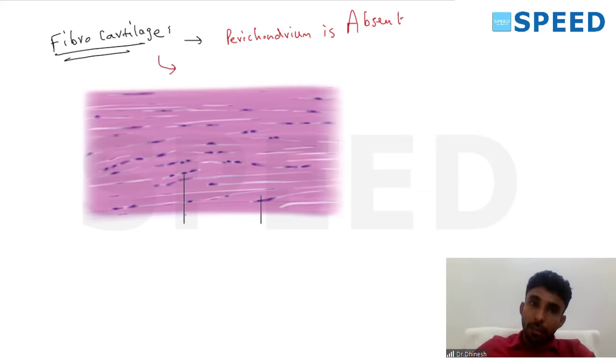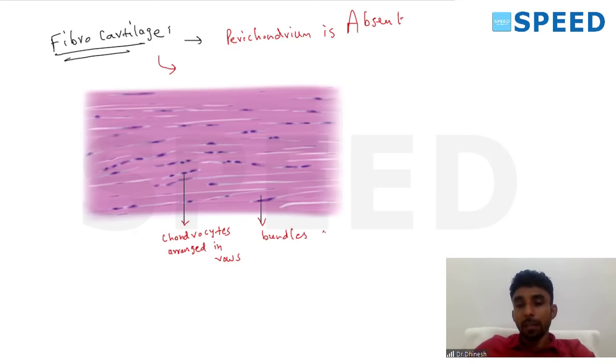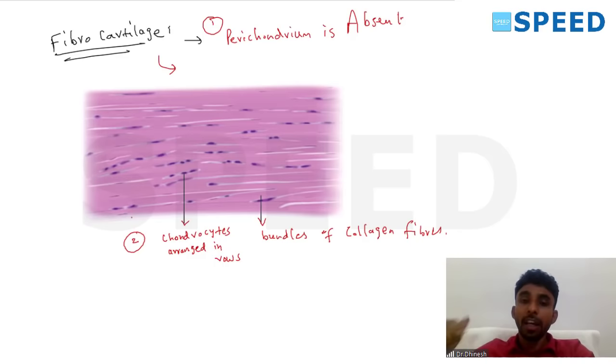Can you see the chondrocytes? All those blue colored structures are chondrocytes, and the chondrocytes are arranged in rows in between the bundles of collagen fibers. These are the two identification points for the fibrocartilage. One is no perichondrium. Another one is chondrocytes arranged in rows in between the bundles of collagen fibers.